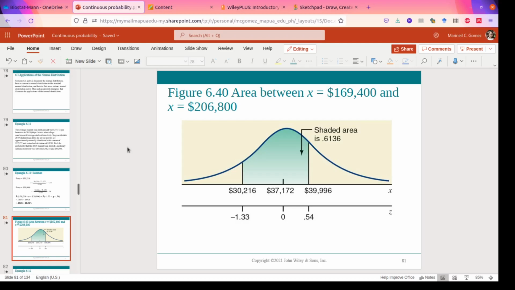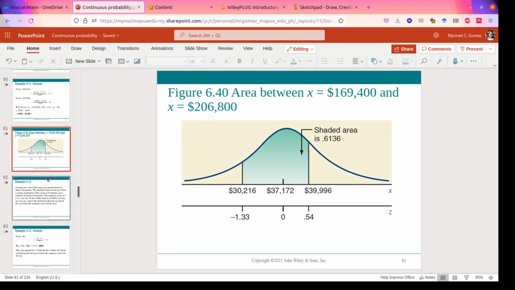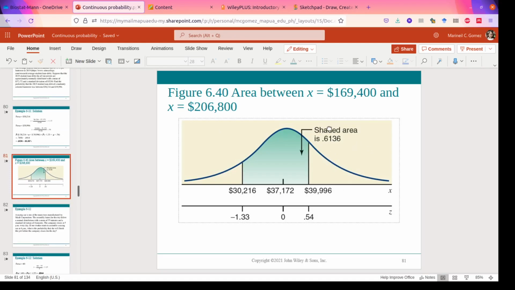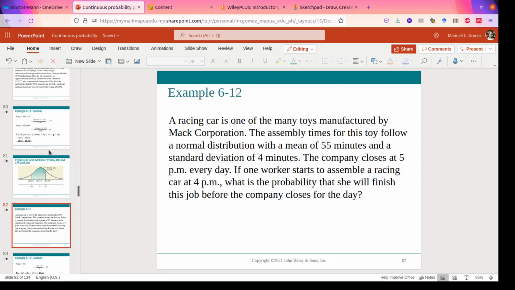The probability of getting a student with a debt between 30,000 and 39,000 is 61.36%. So basically, that's what this means, and this is the value of the shaded area. Again, the value of the shaded area is a probability. So when you randomly snatch a student out of the streets and ask their debt, there is a 61% chance it's between 30,216 and 39,996. Let's have another example.